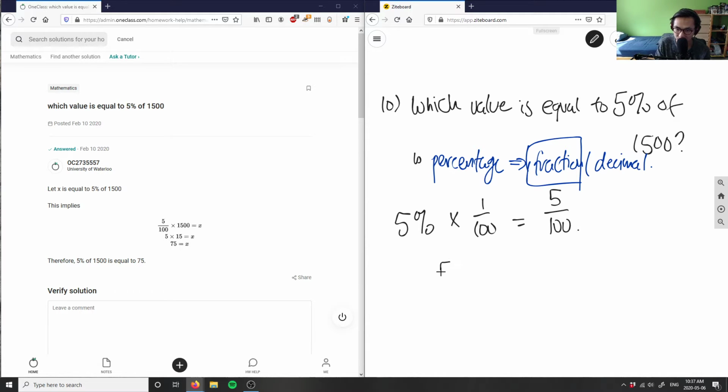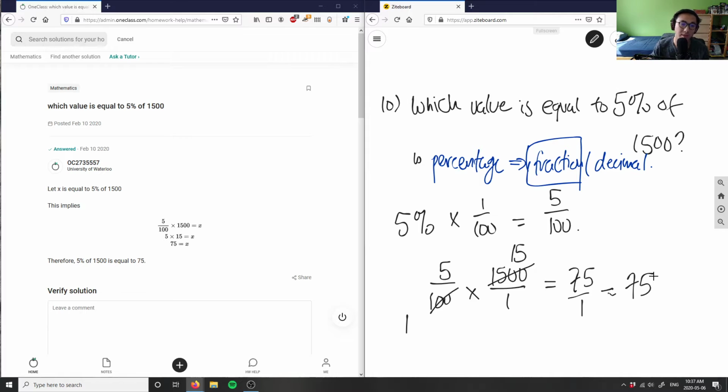And what I can do is now take 5 over 100 and multiply that by 1500 to solve for the value equal to 5% of 1500, right? So I can put this over 1 here. The 100 cancels out, and I can divide 1500 by 100, which would be 15, right? And then I have to do 5 times 15 here. 5 times 15 is 75, divided by 1, which is simply 75 here.